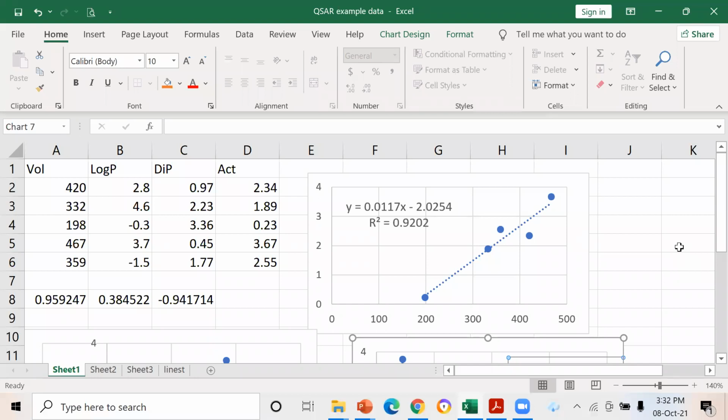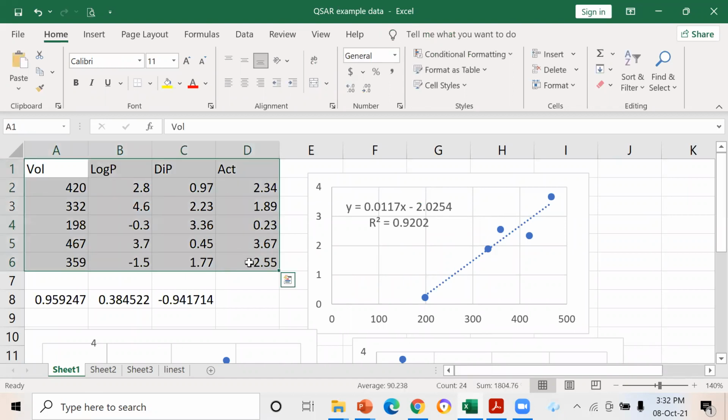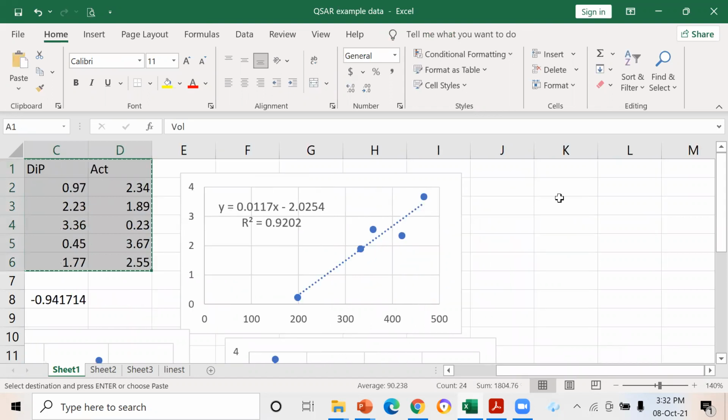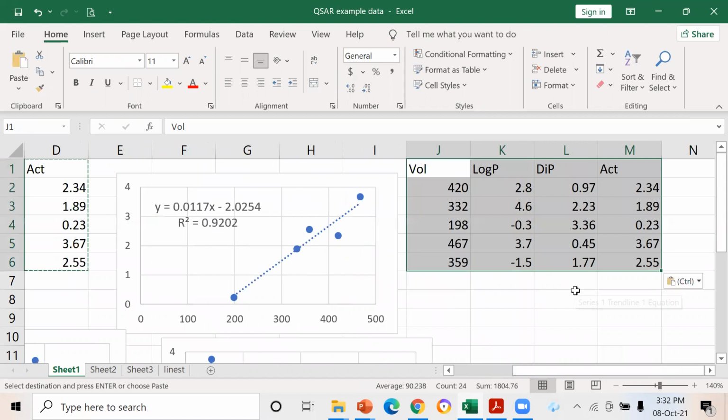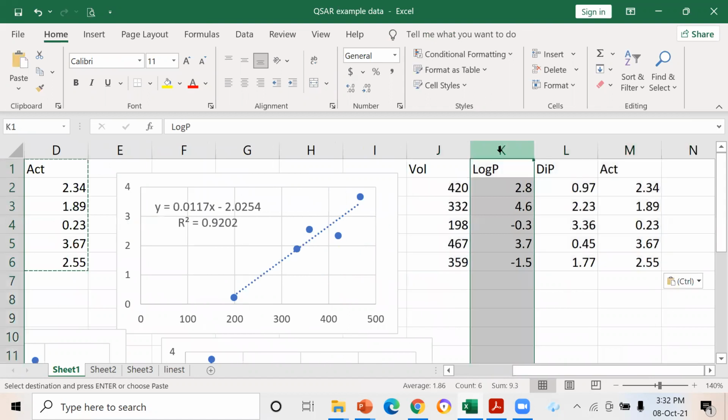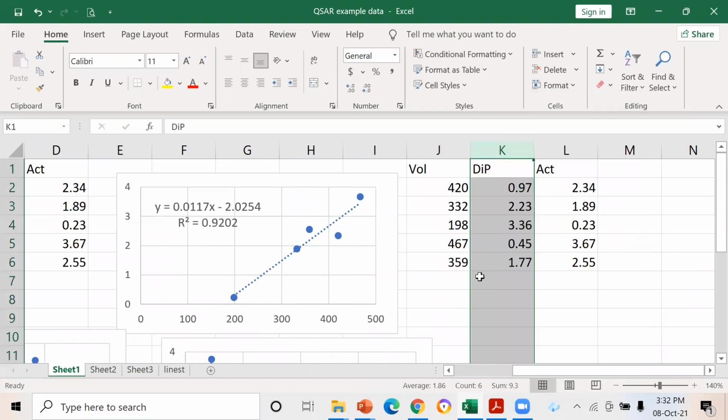Although with 5 data points, I said it is not good, we will anyway try. In real life, please don't do that. Ideally, you should have approximately 10 data points. So I will copy this, remove log P, and use only volume and dipole to see whether I can make a model: Y equals M1 volume plus M2 dipole plus C.